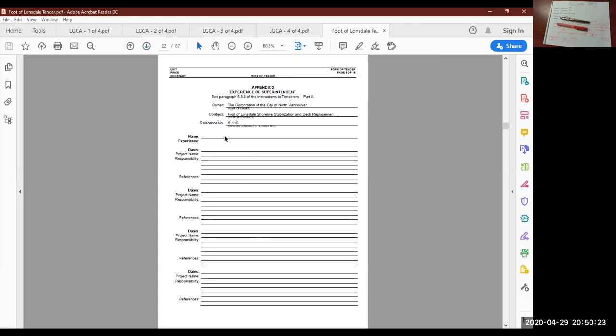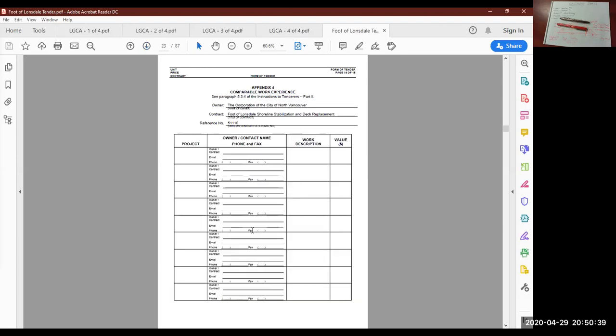So the next page is where you provide the experience of your superintendent. Typically what I do is I just provide a printout of my superintendent's resume. I don't fill this out every time. I just insert a page of their resume. Similar, or comparable, work experience: you want to provide projects that are similar to the scope of the job that you're bidding, so that the owner can see that you have experience building these types of jobs.